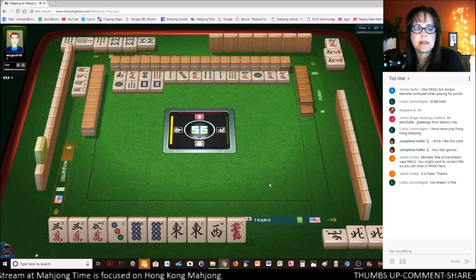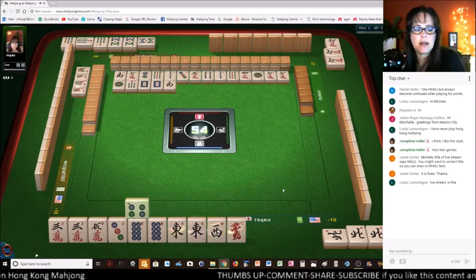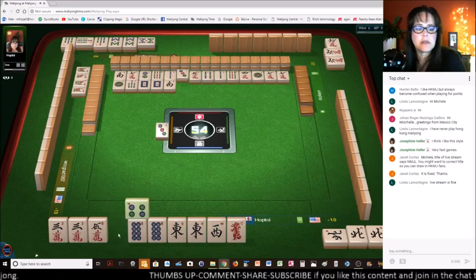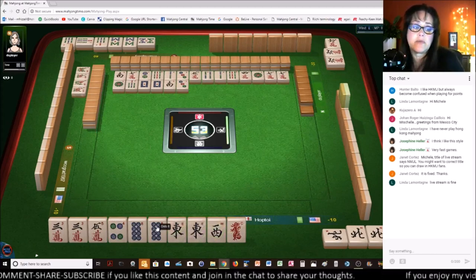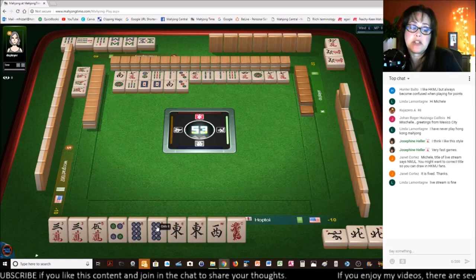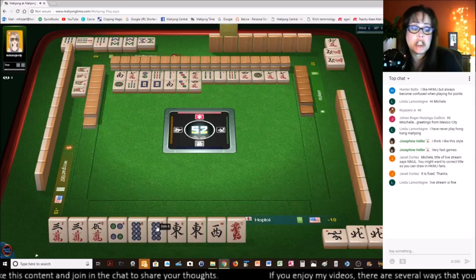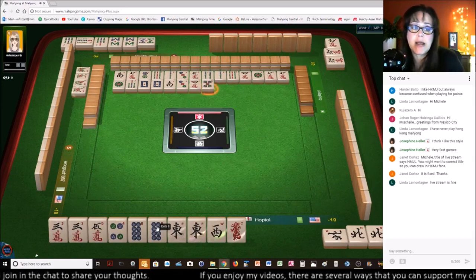White dragon. South wind. Let's get rid of the three dot. Three dots. I probably should have kept the three dot and gotten rid of the five crack, because then we could have chowed and played a half flush and sacrificed the three crack.